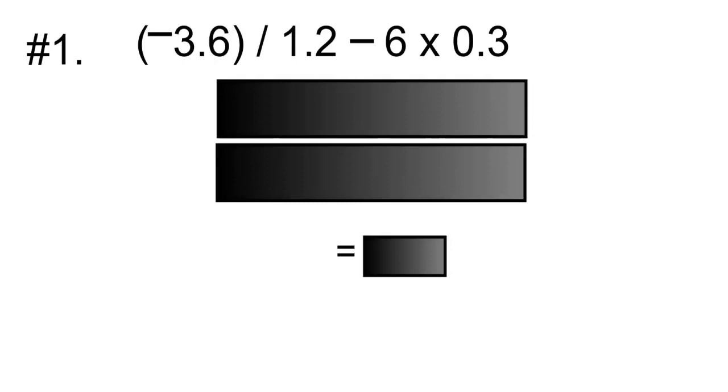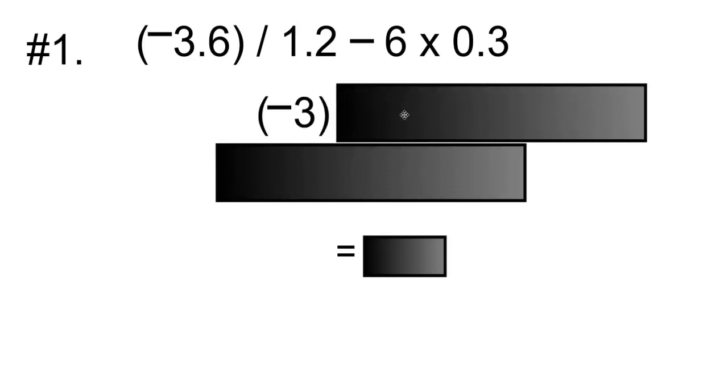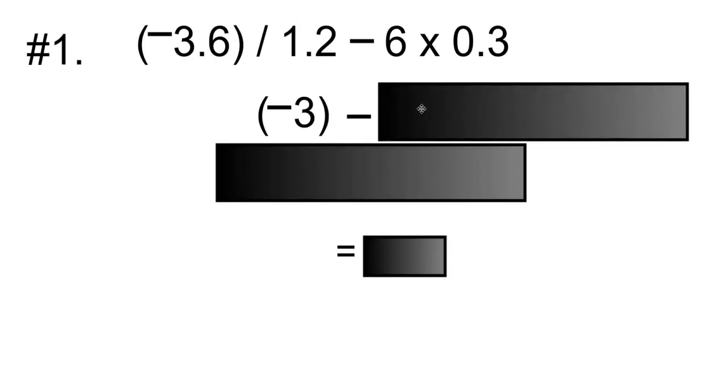So we'll start with the division. So negative 3.6 divided by 1.2 is going to be negative 3. The subtraction sign stays the same. And 6 times 0.3 is going to be 1.8.